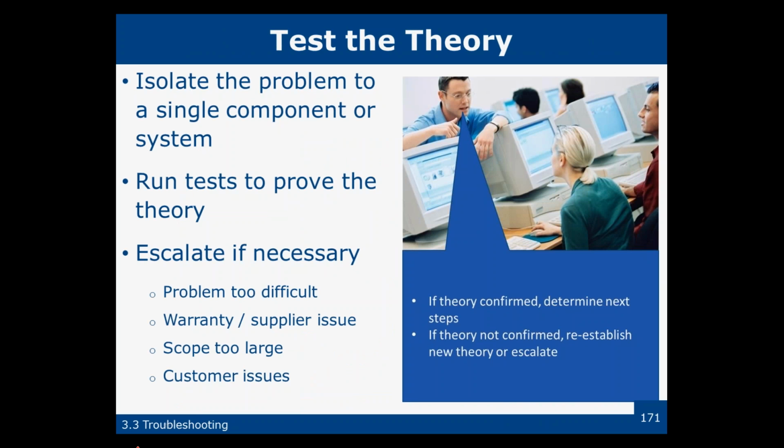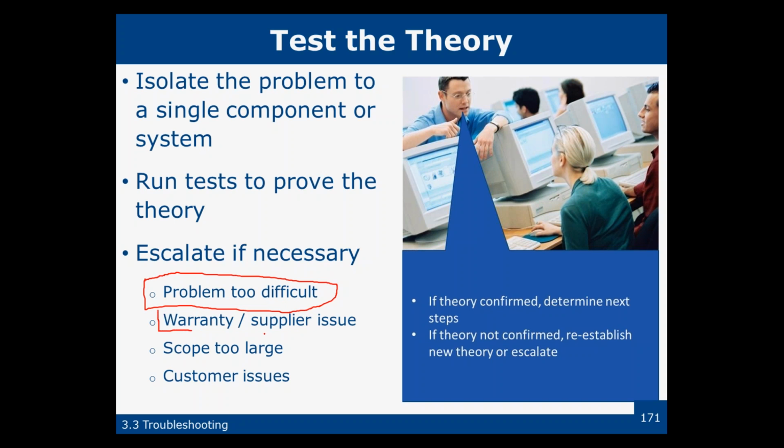And that's all part of how all this stuff works together. Run tests to prove the theory, and escalate if necessary if you can't do it. When you get into troubleshooting, you're typically going to have a problem that's not too difficult, but it's just beyond where you're allowed to go. Different levels of troubleshooting are allowed to go so far to resolving a problem, and then the next level has to pick it up.